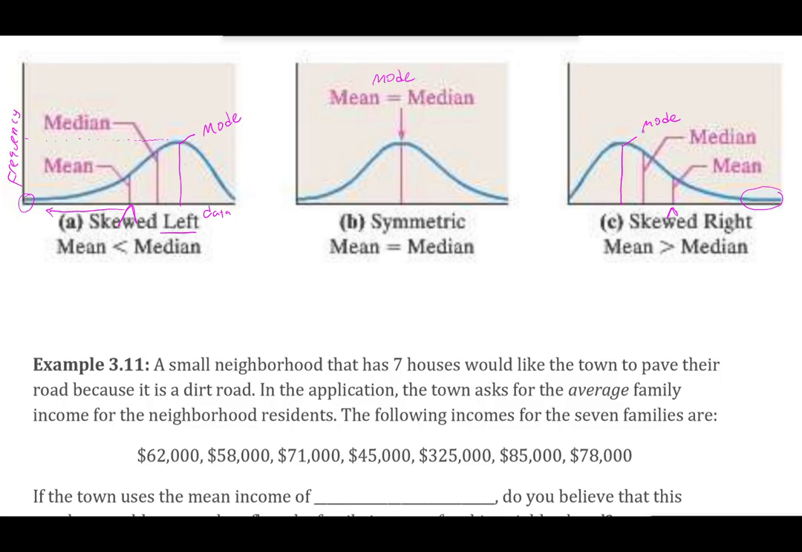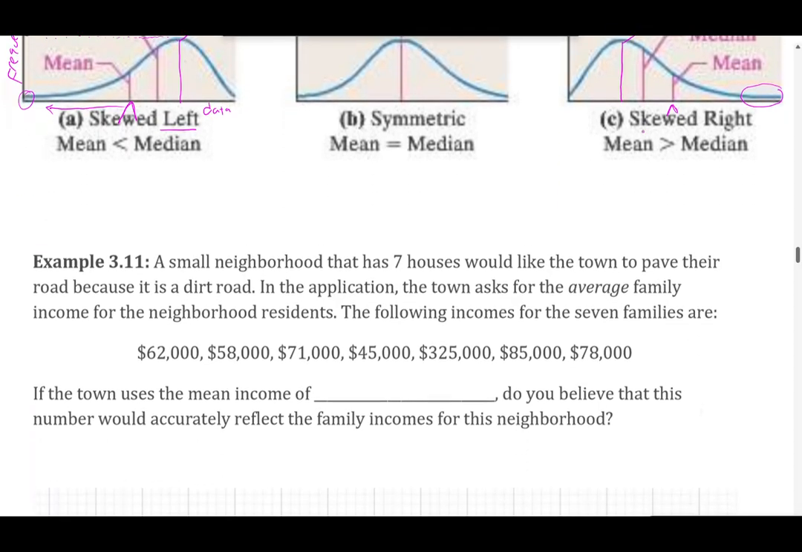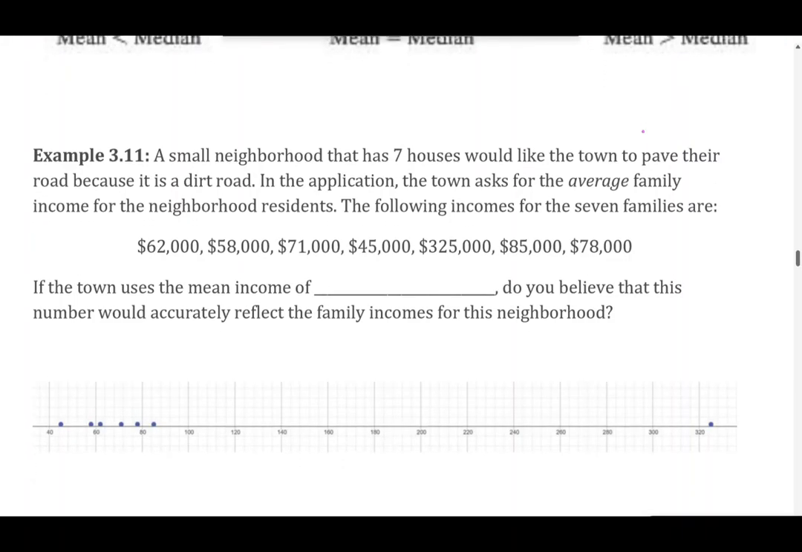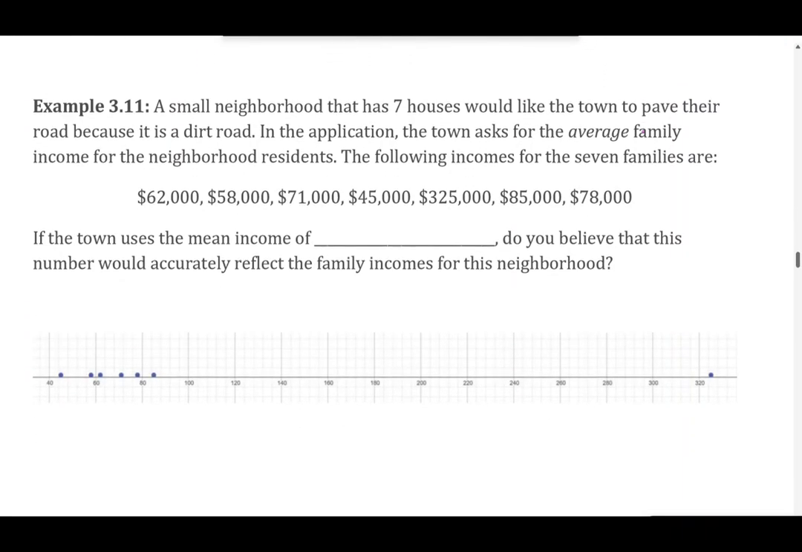And then we have an example. This example says, a small neighborhood that has 7 houses would like the town to pave their road because it is a dirt road. In the application, the town asks for the average family income for the neighborhood residents. The following incomes for the 7 families are as follows: $62,000, $58,000, $71,000, $45,000, $325,000, $85,000, and $78,000.